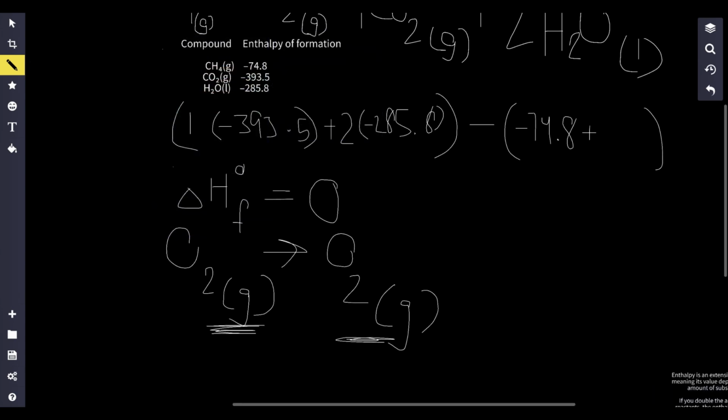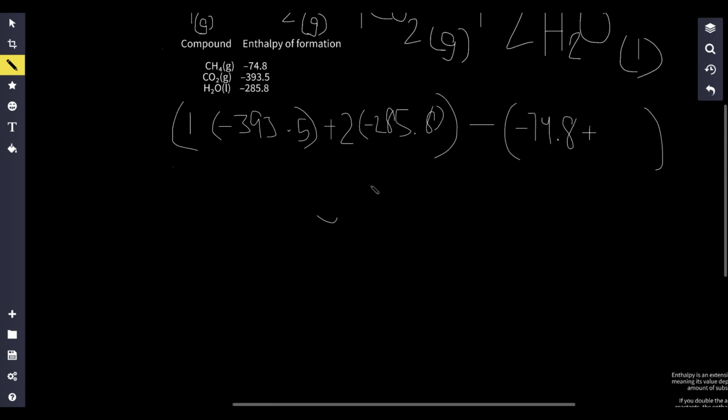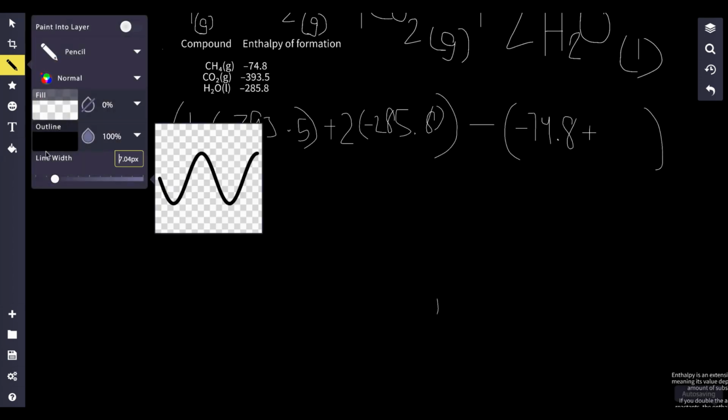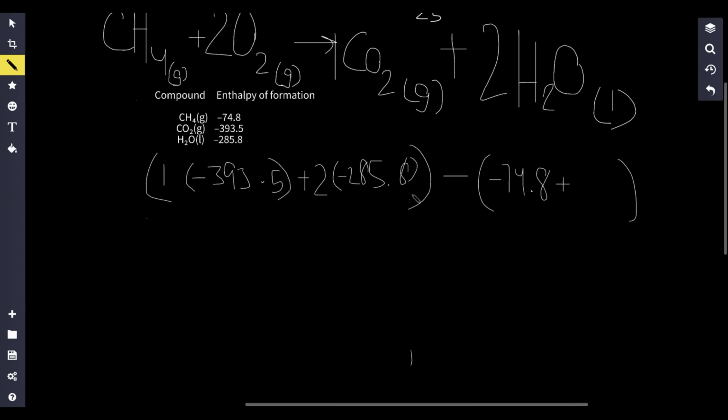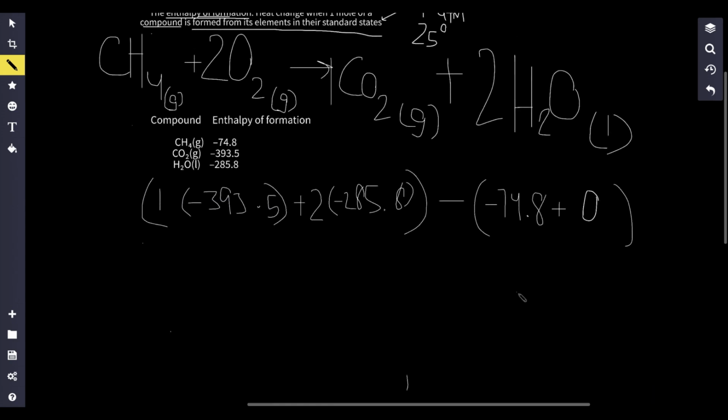That's the reason why if you just have an element, it can be diatomic, like hydrogen gas, nitrogen gas, oxygen gas, but if it's in the standard state, then the enthalpy of formation for that is going to be equal to 0. So in this case, the enthalpy of formation for my oxygen gas is just 0. It doesn't matter how much oxygen gas I have. It's in its standard state already, so that requires no energy.